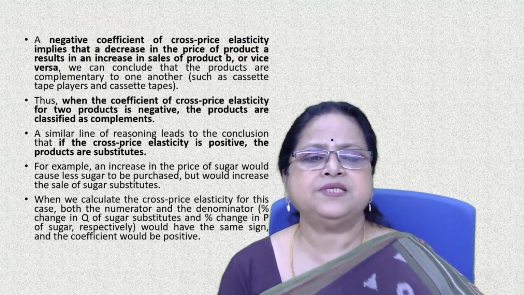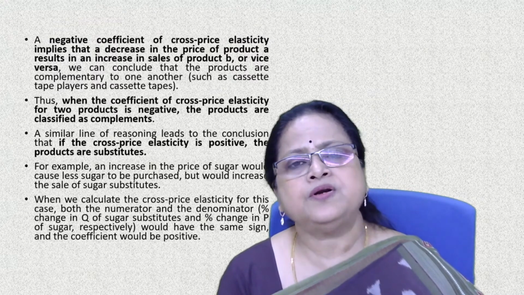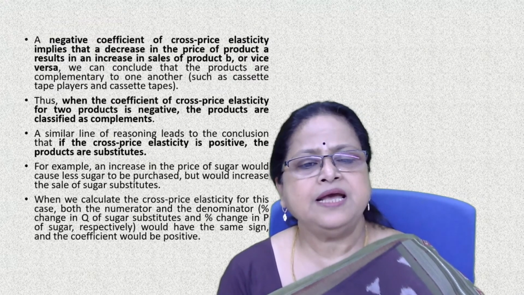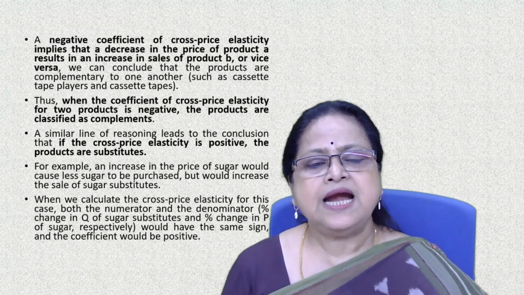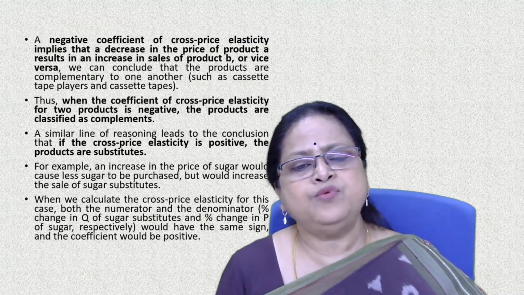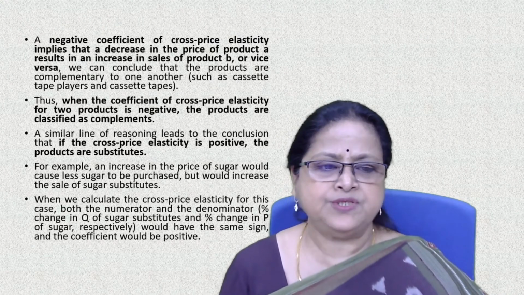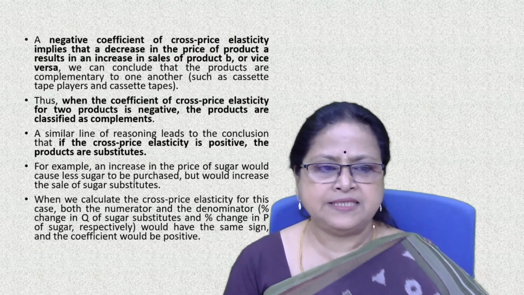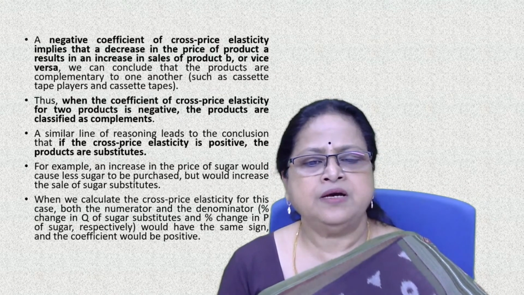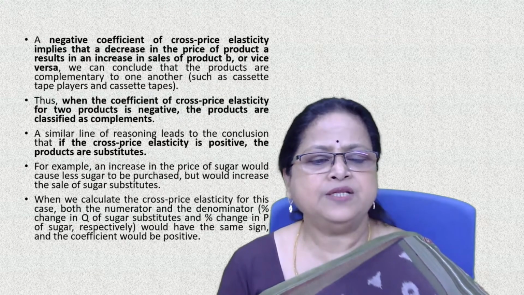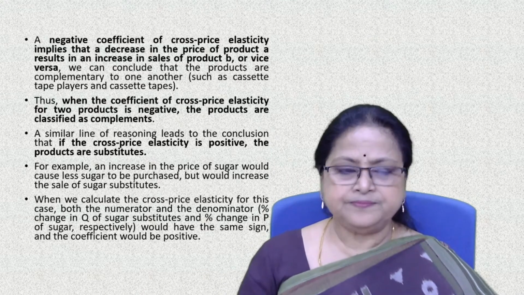A similar line of reasoning leads to the conclusion that if the cross price elasticity is positive, the products are substitutes. For example, an increase in the price of sugar would cause less sugar to be purchased, and less sugar means there will be an increase in the sale of sugar substitutes. When we calculate the cross price elasticity for this case, both the numerator and the denominator would have the same sign, and the coefficient would be positive. Here, this is the case of substitutes.